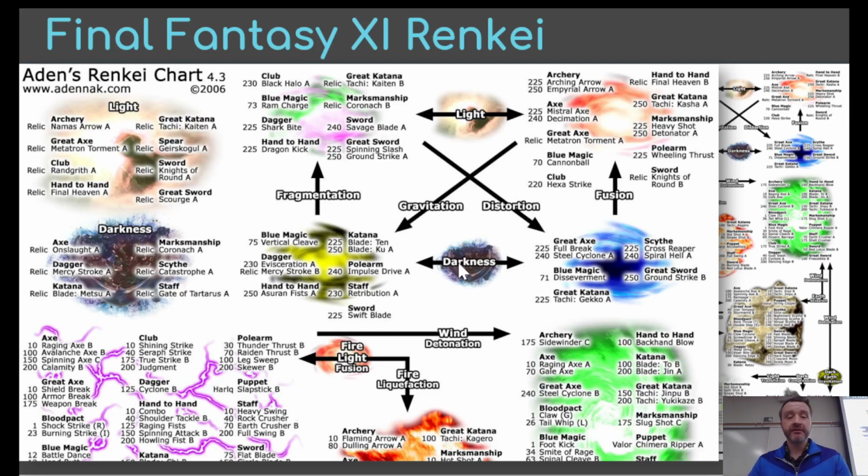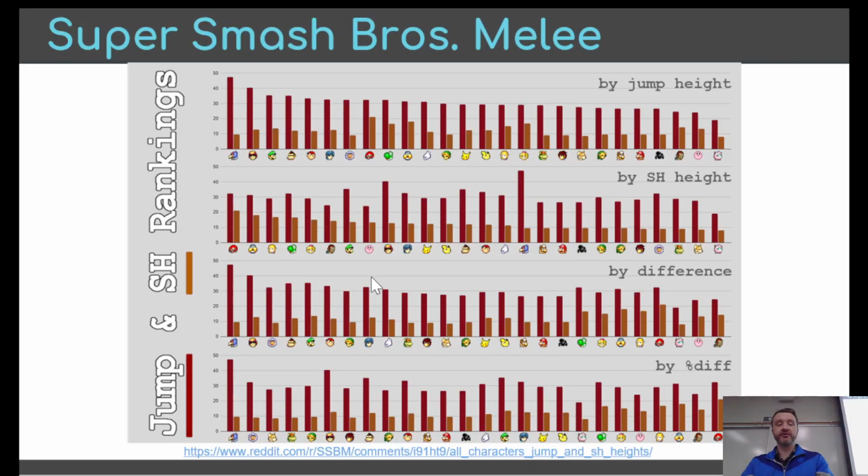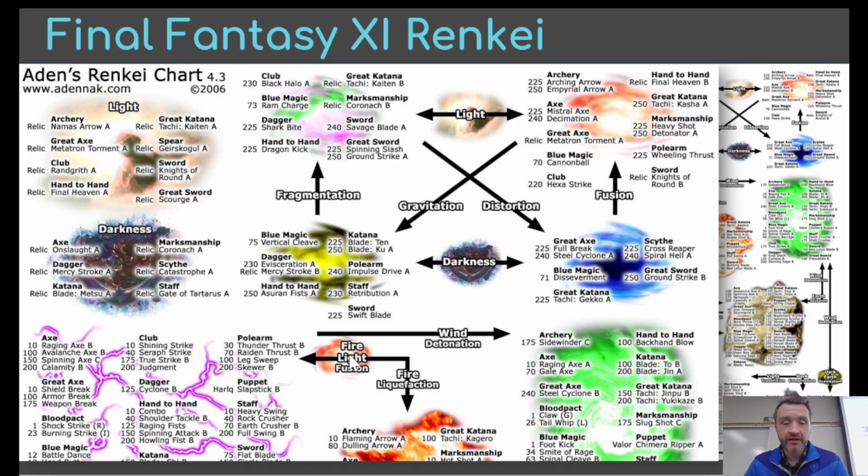So going from, so we have darkness, light, archery, fusion. So if you went from one of these, like this skill here, and you followed up with a skill in this category, you'd have a distortion. And then you could follow one of these up with a darkness skill. Let's see, it works a little better here.